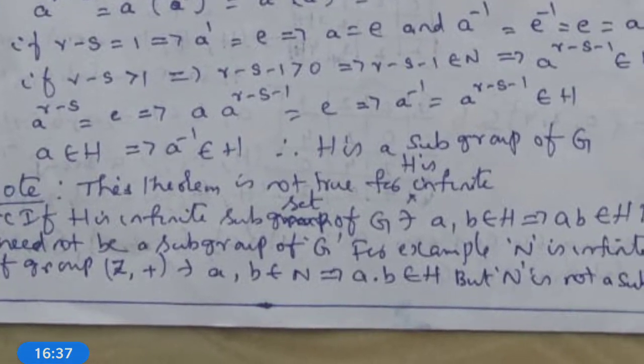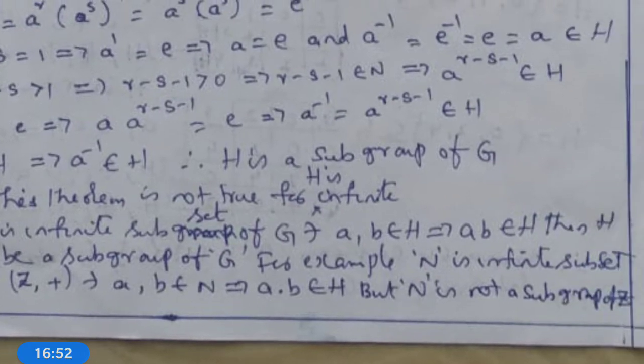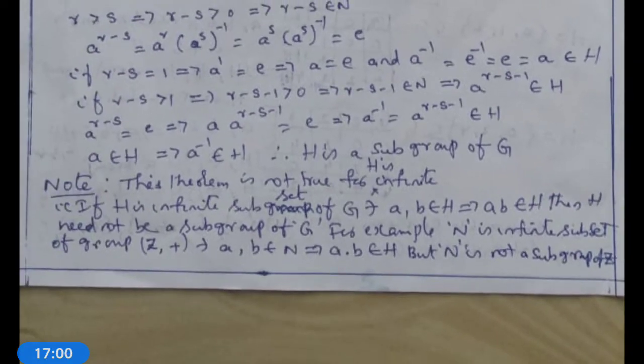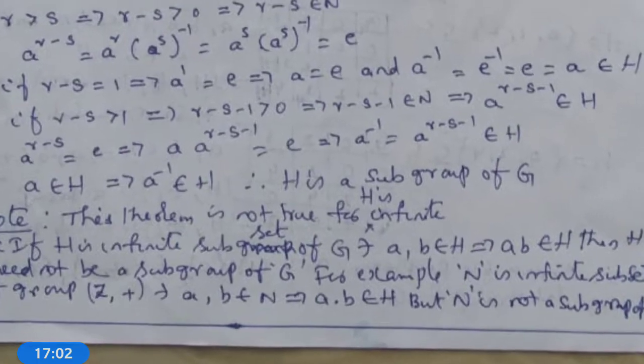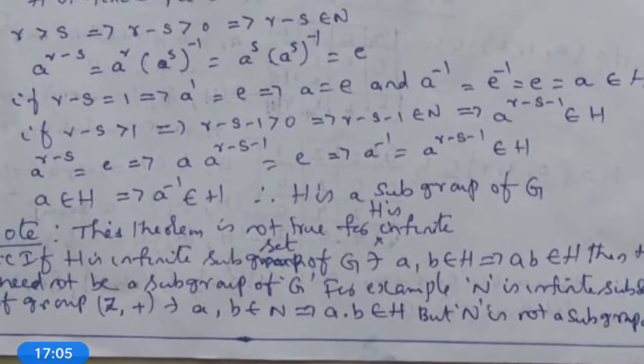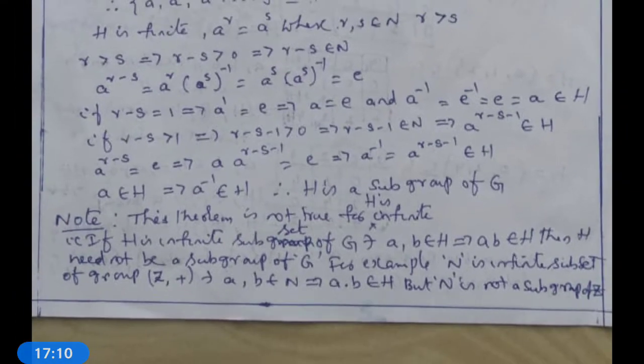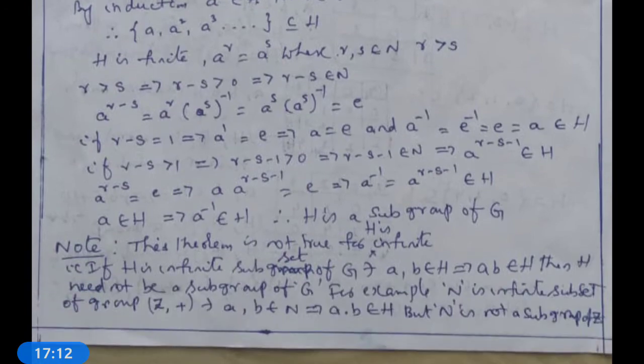Therefore, a belongs to H implies a power minus 1 also belongs to H from the above results. Therefore, every element is invertible, so an inverse exists for each element. Therefore, H is a group. H is a group and H is a subset of G. Therefore, H is a subgroup of G. So, this implied part is also proved.